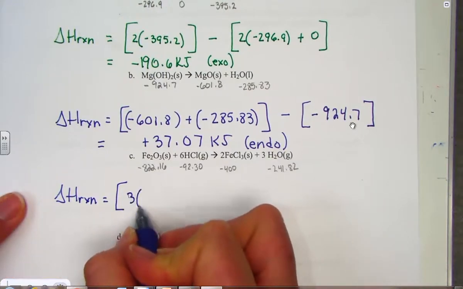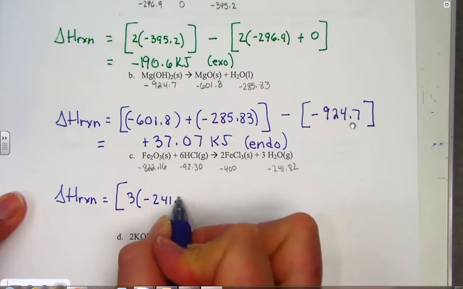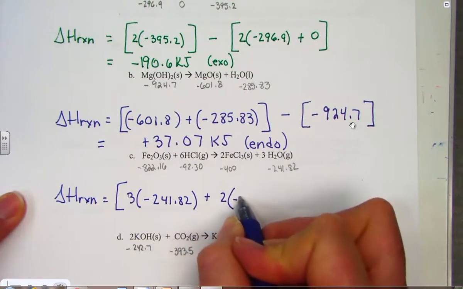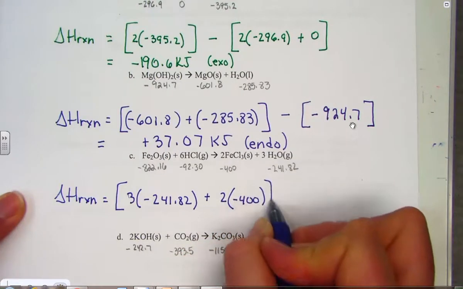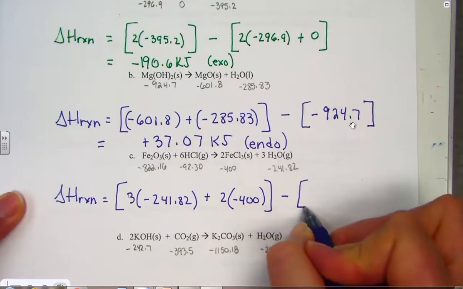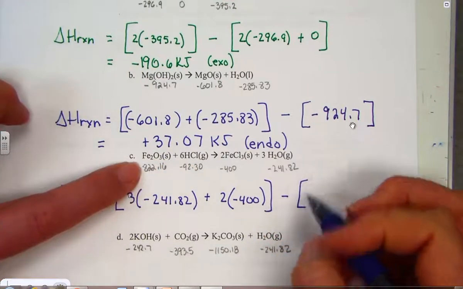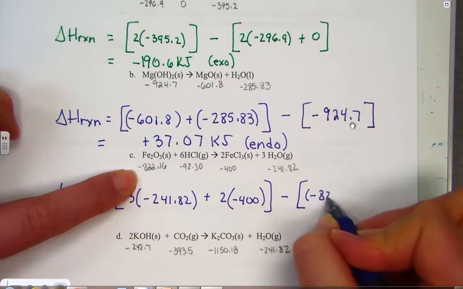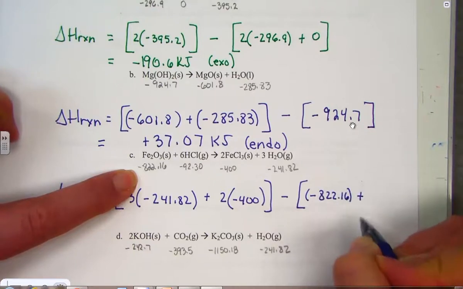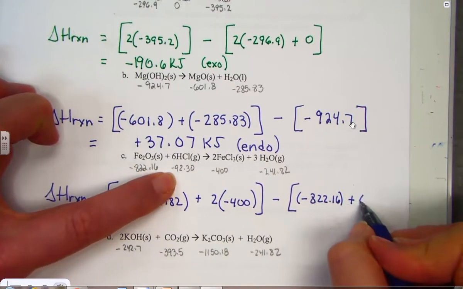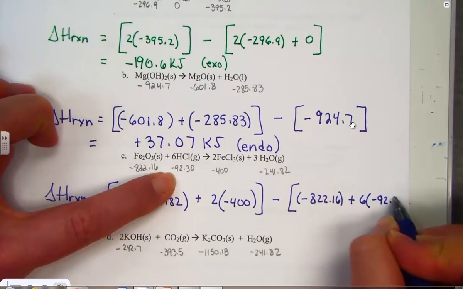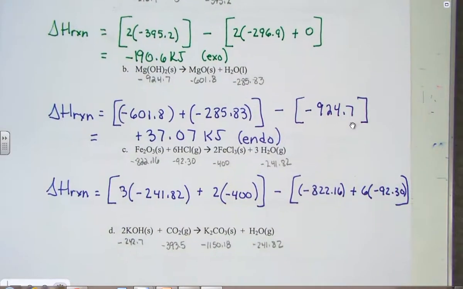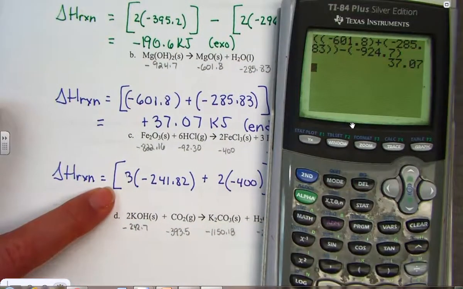Here I have 3 units of water, each at negative 241.82, plus 2 units of the iron chloride, each at negative 400, minus the sum of the reactants. The iron oxide is at a value of negative 822.16, and there's just one of those, plus 6 times the value of negative 92.30 gives me the sum of the reactants. Let's let the calculator do the work.